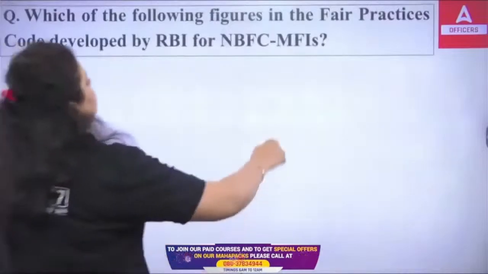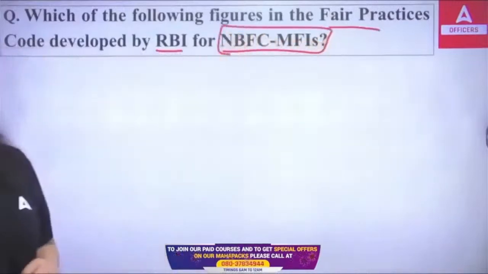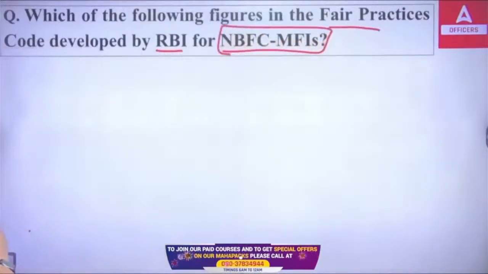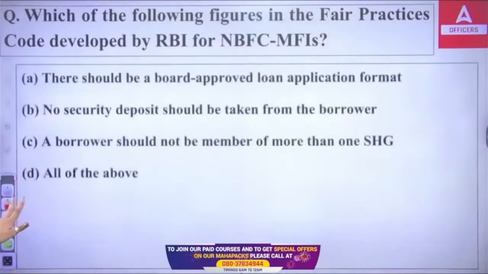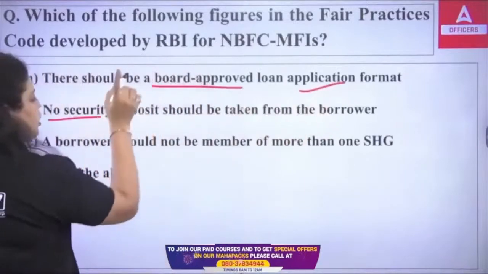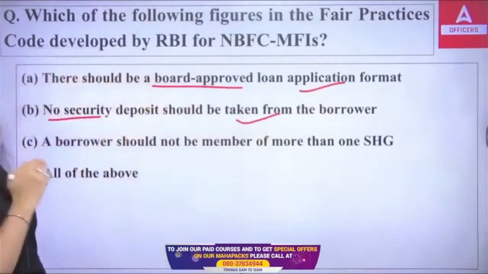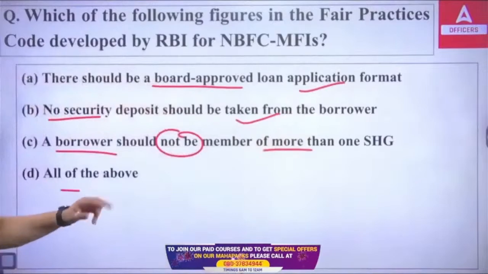Now, which of the following figures in the Fair Practice Code developed by RBI for NBFC MFI? The question is asking which of the following figures in the Fair Practice Code developed by RBI for non-banking financial companies MFI. So the FPC has been created by RBI for the NBFC MFI. First, there should be a board approved loan application format. Second, no security deposit should be taken from the borrower. Third, a borrower should not be a member of more than one self-help group. And fourth, all of the above.